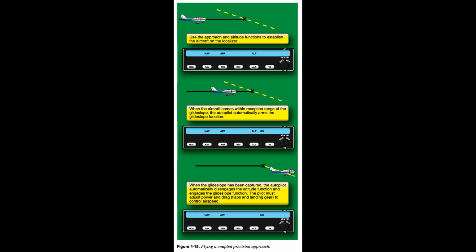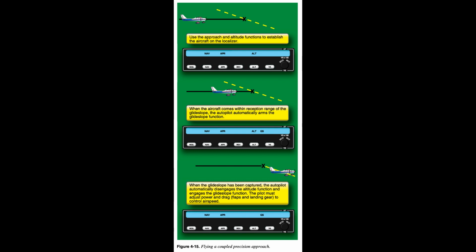When the aircraft intercepts the glide slope, the function engages automatically and uses the aircraft's pitch control to remain on the glide slope. It is important to note that, generally, the glide slope function can capture the glide slope only from below or on glide slope.